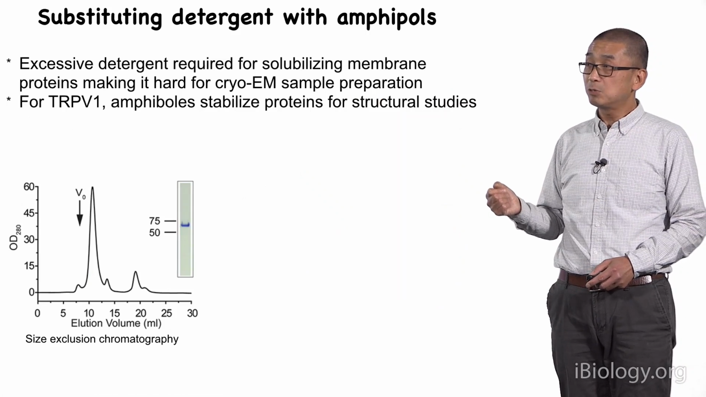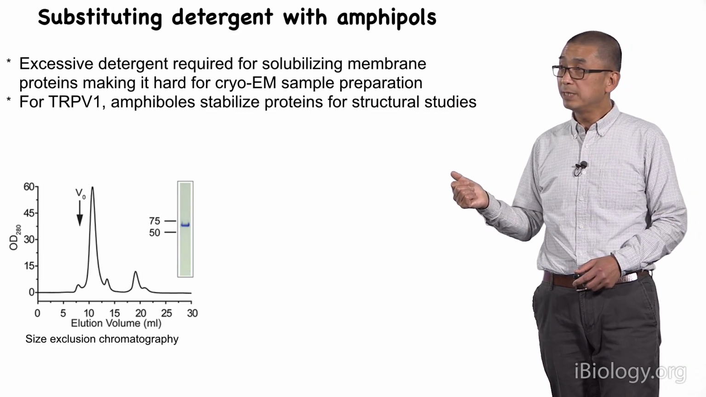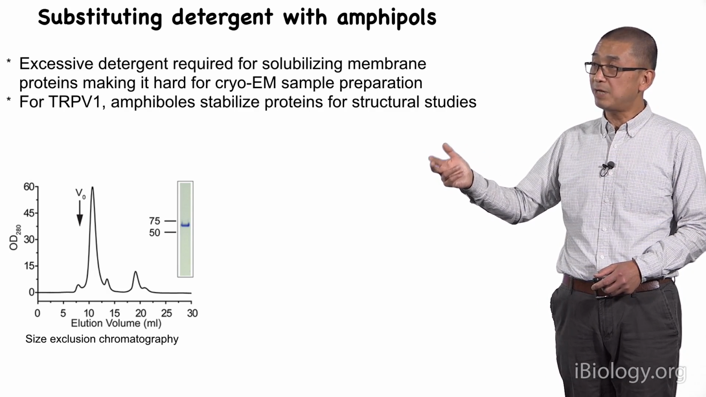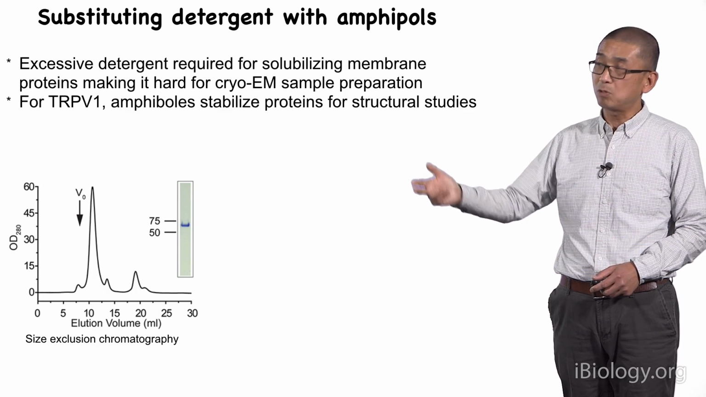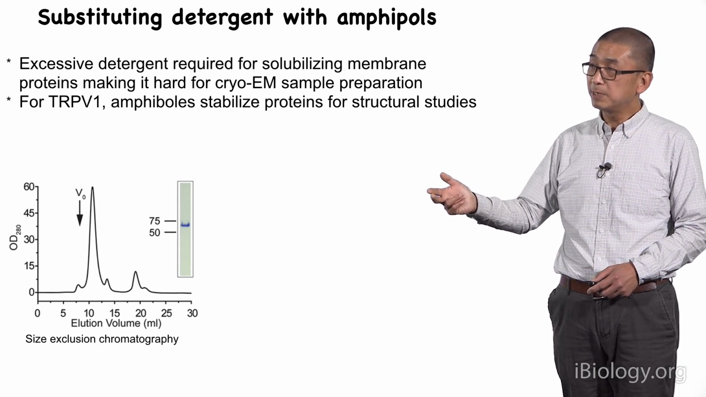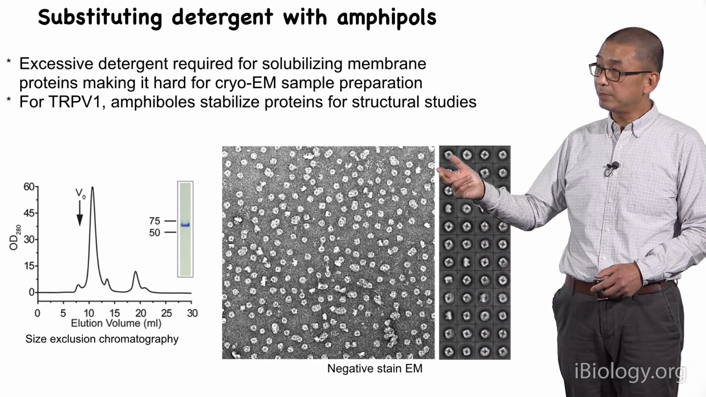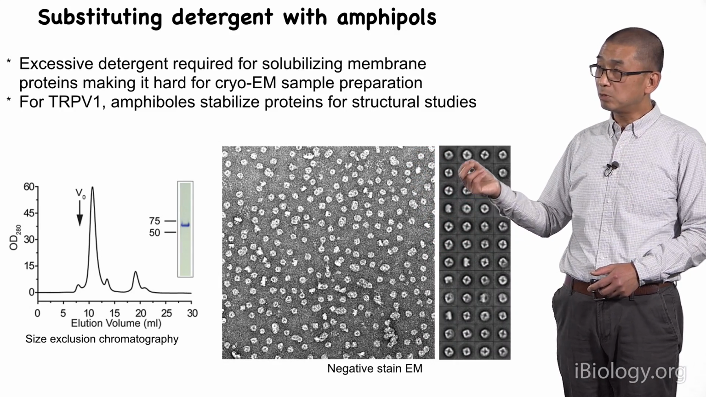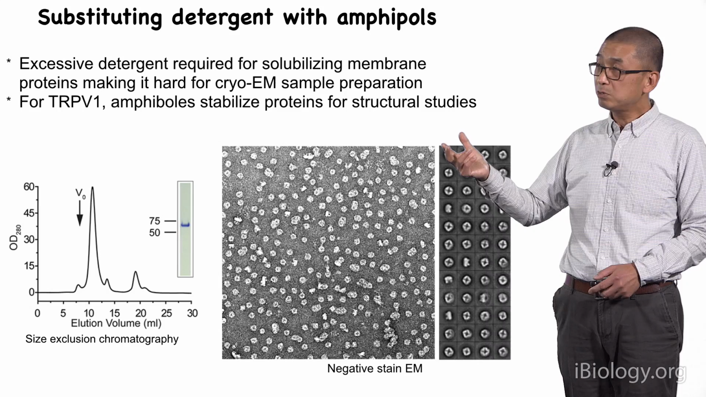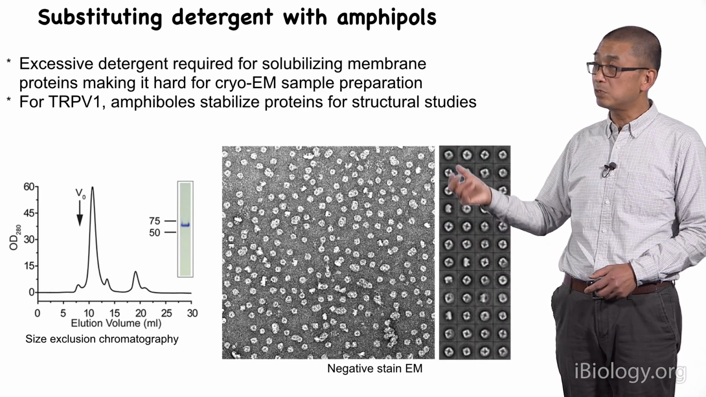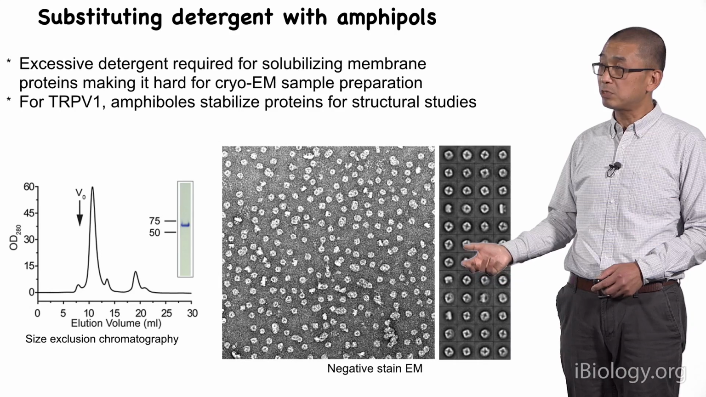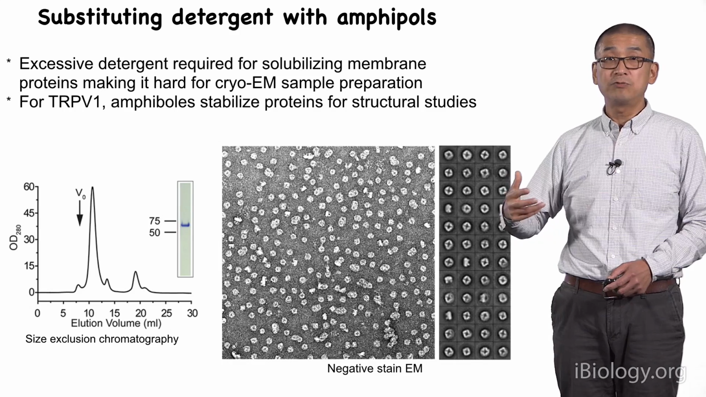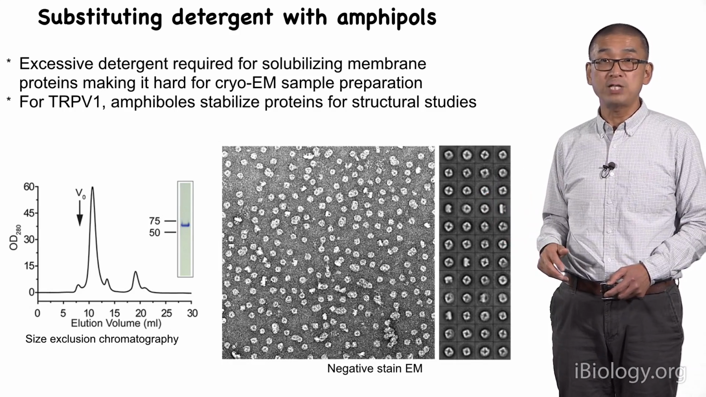We tried this with TRPV1, and you can see that after substituting detergent with amphipol, the protein also remains dispersed as a single peak. Then we visualized this by negative stain EM. It turned out that in the presence of amphipol, the protein remains not only monodisperse, but also in a much more homogeneous conformation, shown here in the 2D class averages. This gave us a much more homogeneous sample to further study using cryo-EM.